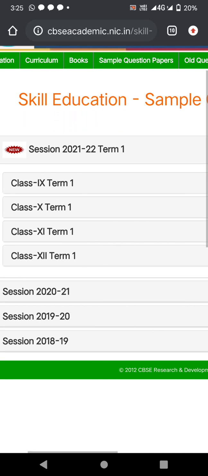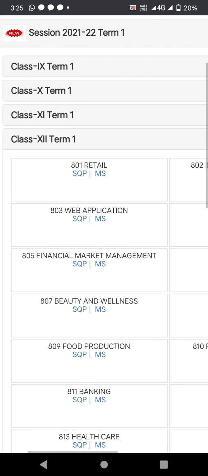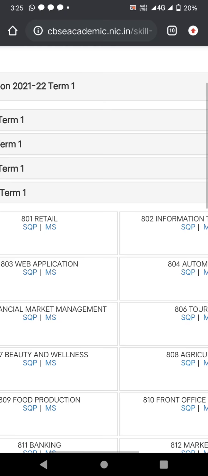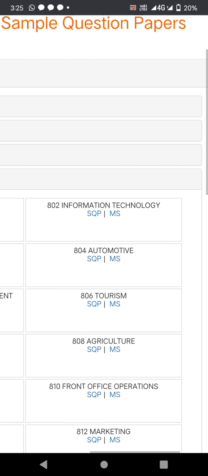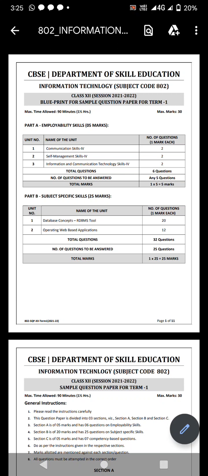and from here you can select your class. And see, here you can see all your skill subjects. So I am going through this information technology subject with code 802. Here is its sample question paper. Download it, and here you can see the pattern of your question paper, like from which unit, how many marks and number of questions your unit will be covering.